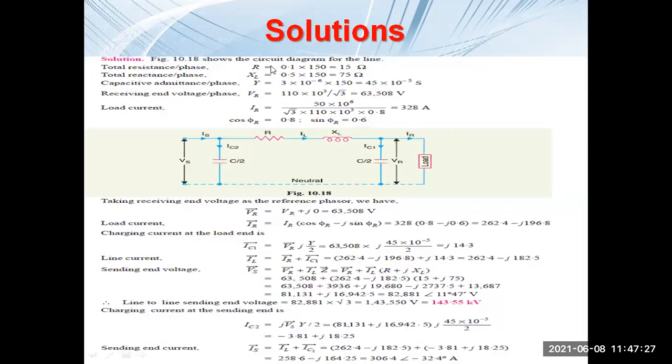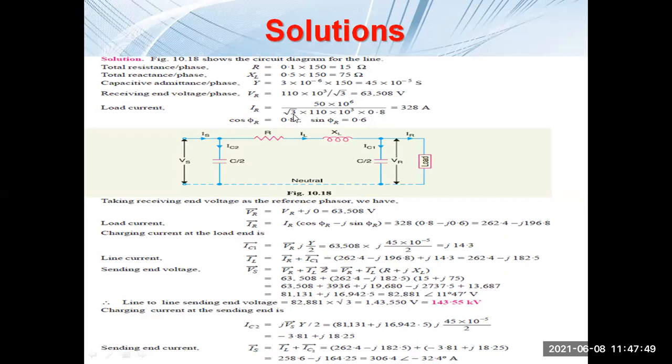We will first calculate the resistance, 0.1, which is per kilometer. So for 150 kilometer, what is the total resistance? Then XL similarly, the 0.5 ohm is per kilometer, so we have to calculate for 150 kilometer. Then Y is equal to 3 into 10 to the power minus 6 into 150.